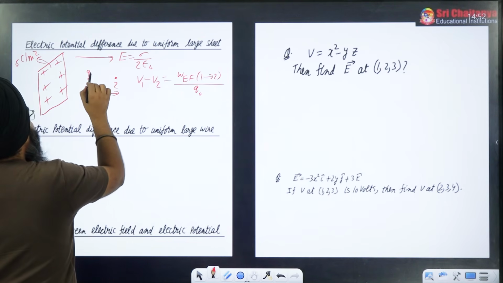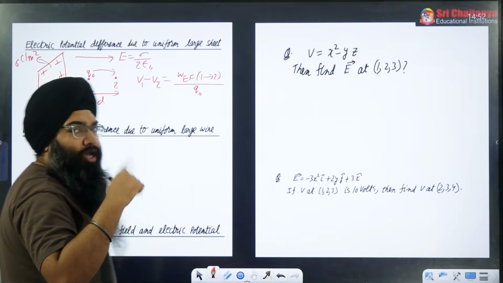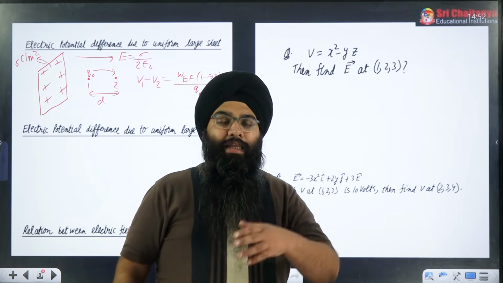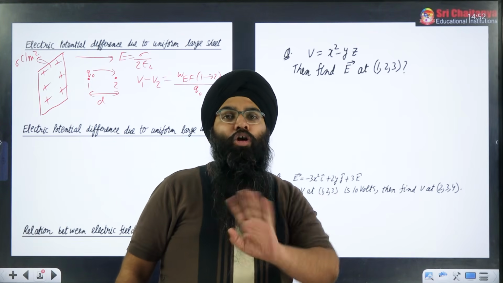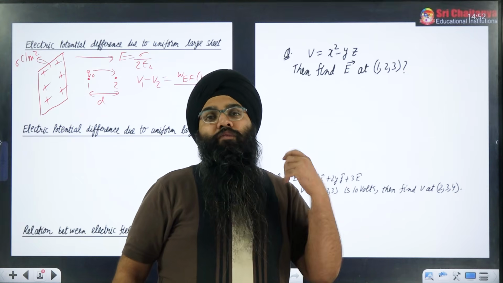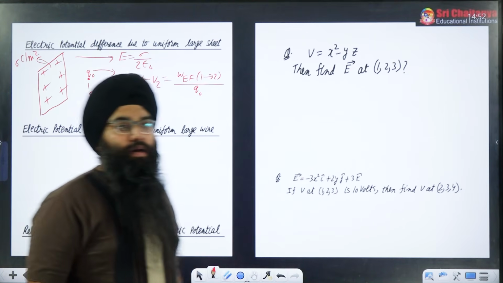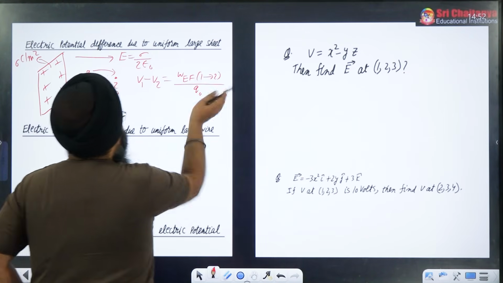Suppose I am taking Q naught charge from point 1 to point 2. Acha, the path of Q naught does not matter. I can take the charge along any path. The path will not create any difference because work done by electric field is basically path independent. It is the conservative force. So this is how I will write.